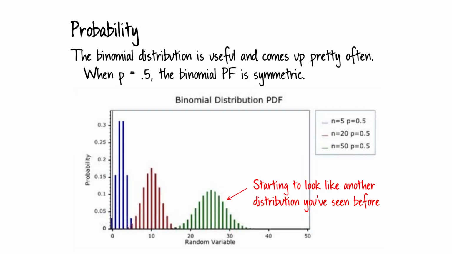And the one on the right is starting to look like another distribution you've probably seen before, the normal distribution, and we'll be encountering that soon enough. We'll also talk about the relationship between the binomial distribution and the normal distribution.